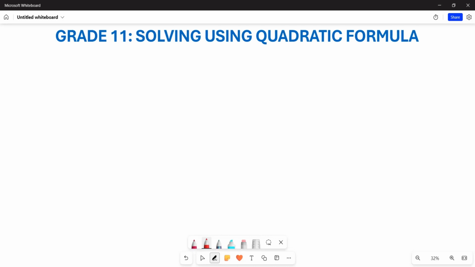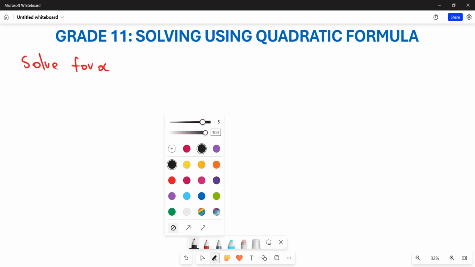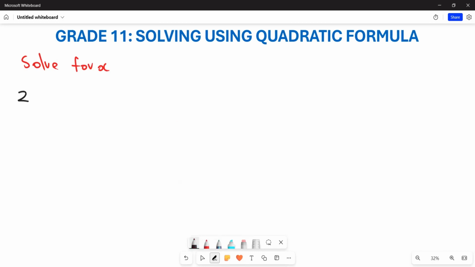Now let's say you are given this. In this case you are still solving for x, right? Let's say you are given that you are having 2x squared. Let's say this is 2x squared equals 3x plus 4.